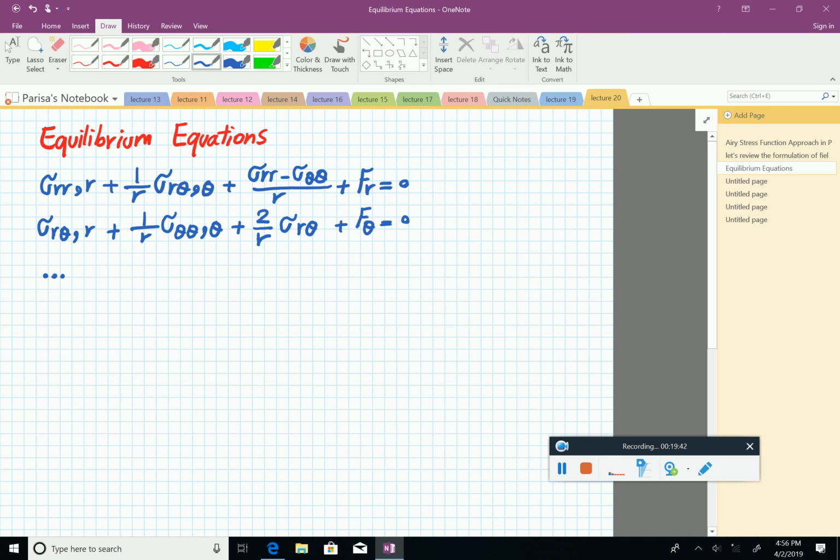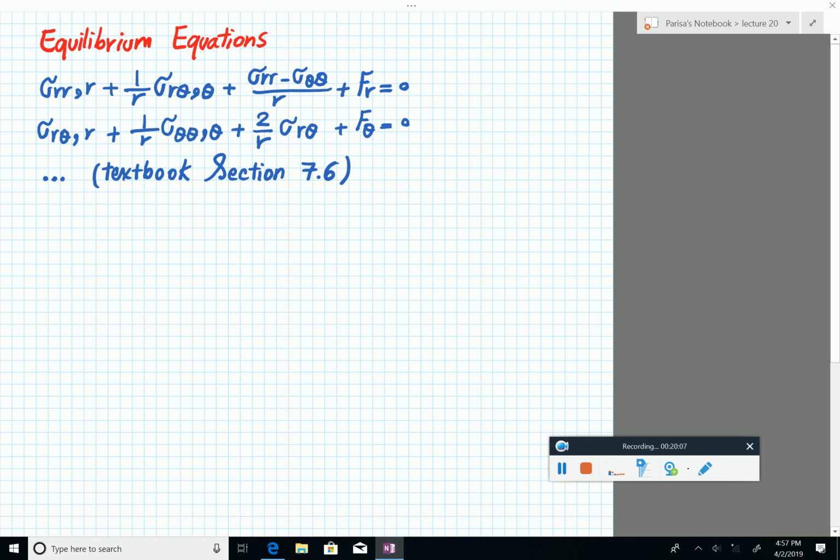Meaning that you can look at all other equations in the textbook. I just don't want to spend more time writing down equations. In section 7.6, everything is provided. I've checked that all the equations are correct, so you can look at them there. So what we need is to put all these equations together to get the biharmonic equation in the polar coordinate system.